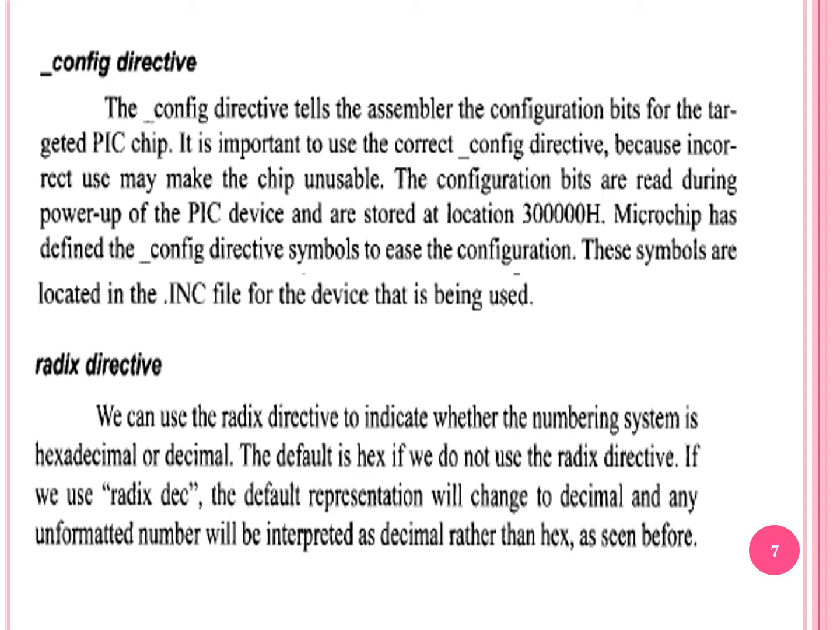Radix directive: we can use the radix directive to indicate whether the numbering system is hexadecimal or decimal. The default is hexadecimal. If we use radix DEC, for example, then the default representation will change to decimal, and any unformatted number will be interpreted as decimal rather than hexadecimal, as we mentioned just earlier.